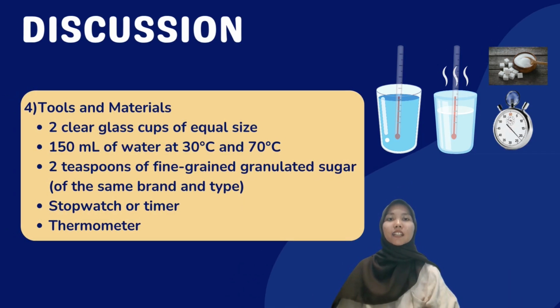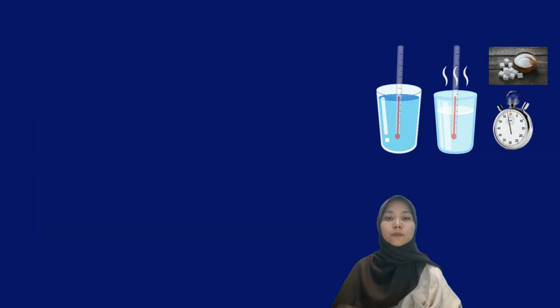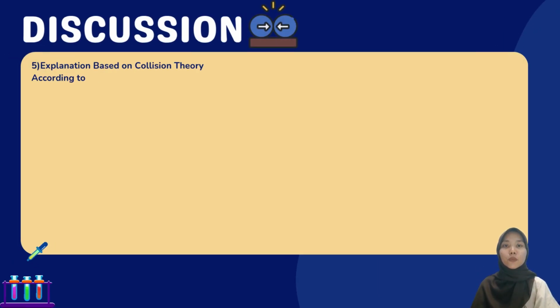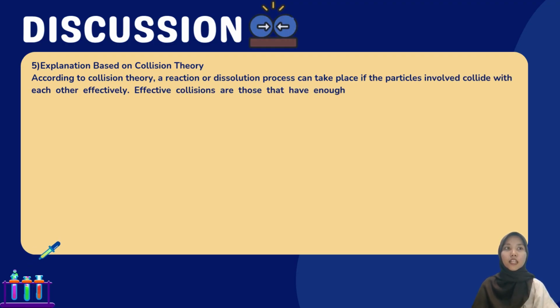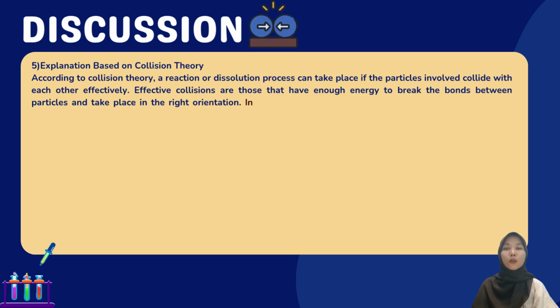Also, create tools, materials, and experiment steps. For tools and materials, there are two clear glass cups, 150 ml of water at 30 and 70 degrees Celsius, 2 teaspoons of fine sugar, a thermometer, and a stopwatch. From the design, the relation with collision theory is: according to collision theory, dissolving occurs when particles collide effectively with enough energy and proper orientation.